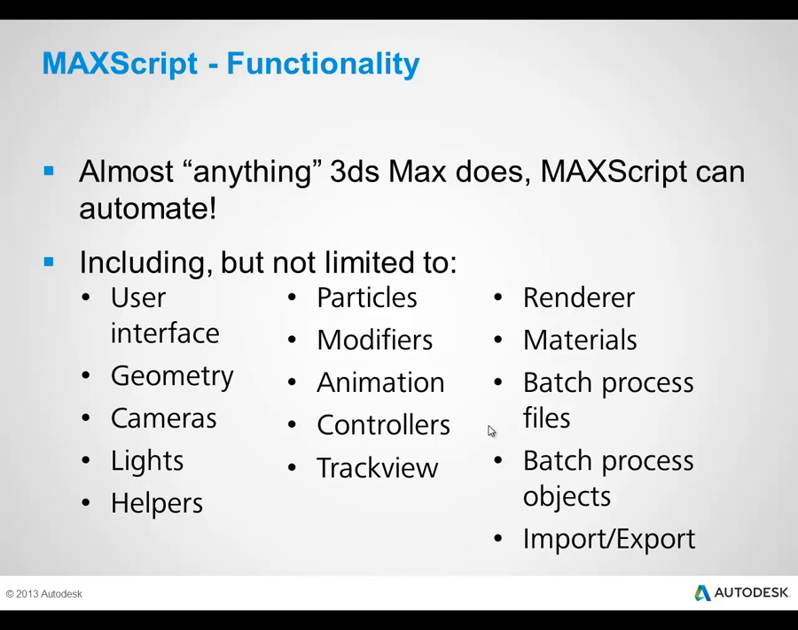So the types of things that you can script, it's basically anything 3ds Max does, you can automate those kinds of tasks. Even if there are no APIs exposed to MaxScript, most of the time the Max commands will at least generically expose their identifiers to MaxScript, and then you can use those to drive Max. That's all part of the action system that Max has to drive commands. So including this list here, but not limited to that, it just gives you some examples of the functionality that's possible there.